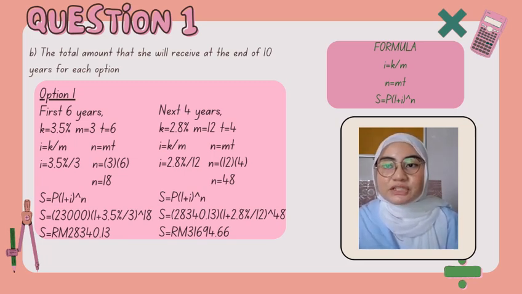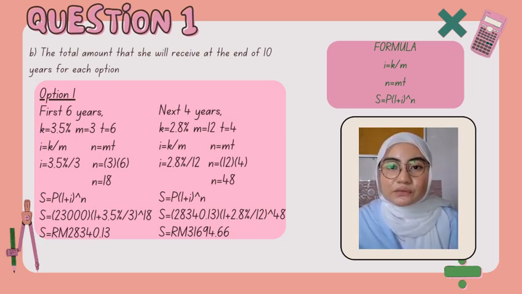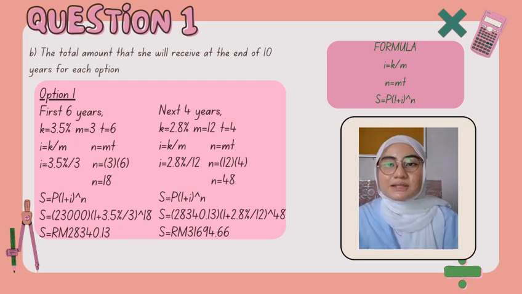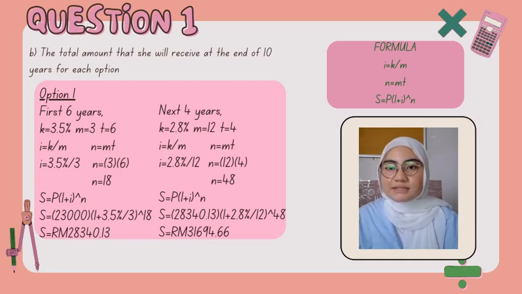Next we just need to fill in the data into the most suitable method for these questions. The most suitable method is S equal to P bracket 1 plus I power of N. So S equal to 23,000 bracket 1 plus 3.5% per 3 power of 18. So the answer is S equal to RM 2 at 340.13.